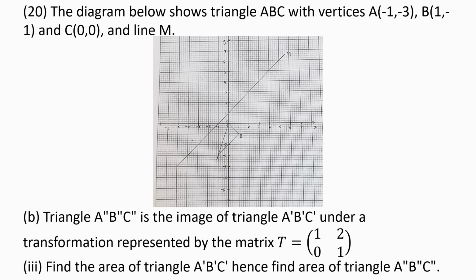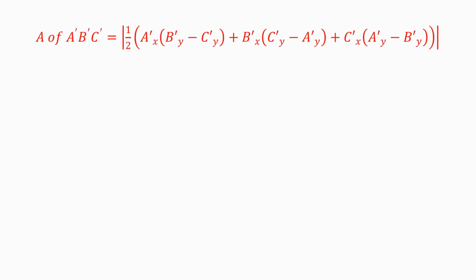Question 20, part 3. Find the area of triangle A prime, B prime, C prime. Hence, find the area of triangle A2 prime, B2 prime, C2 prime. So there is a formula to find the area of a triangle given the coordinates of the points. And remember, the coordinates of the points A prime, B prime, C prime were what we computed in part A. So the formula for the area of triangle A prime, B prime, C prime is the absolute value of a half into the x value of A prime times the y value of B prime minus the y value of C prime, plus the x value of B prime times the y value of C prime minus the y value of A prime, plus the x value of C prime times the y value of A prime minus the y value of B prime.